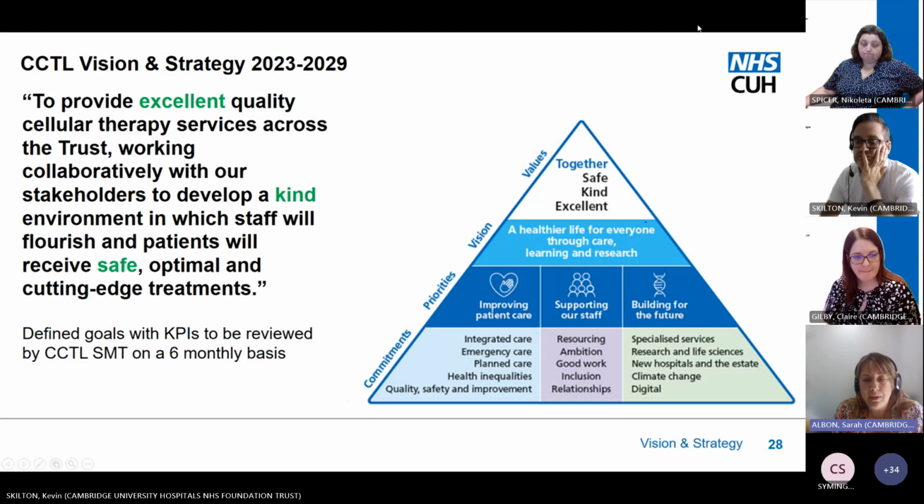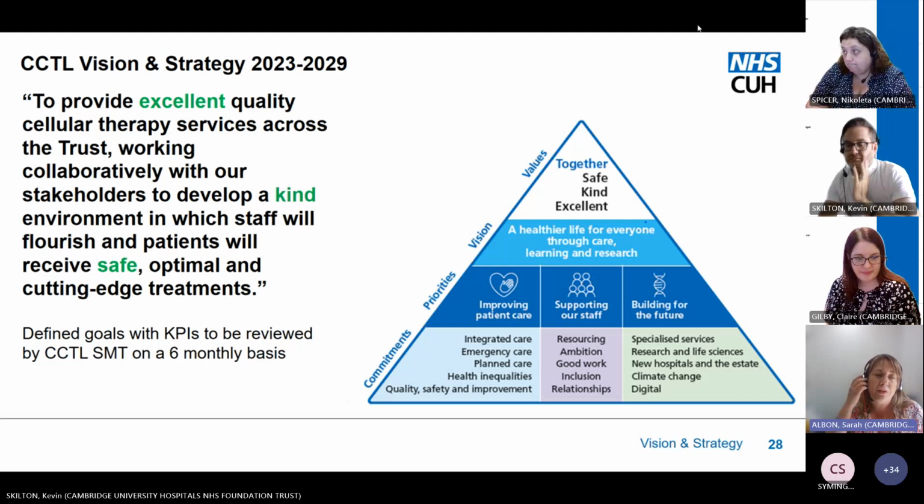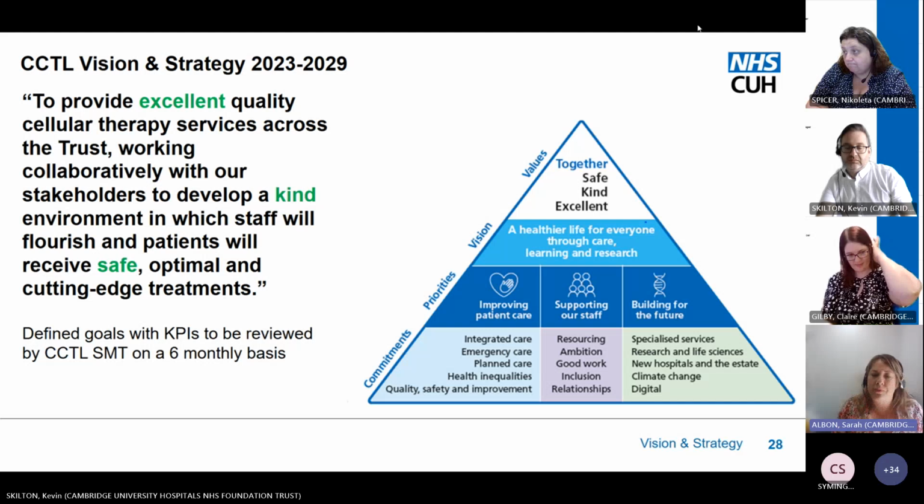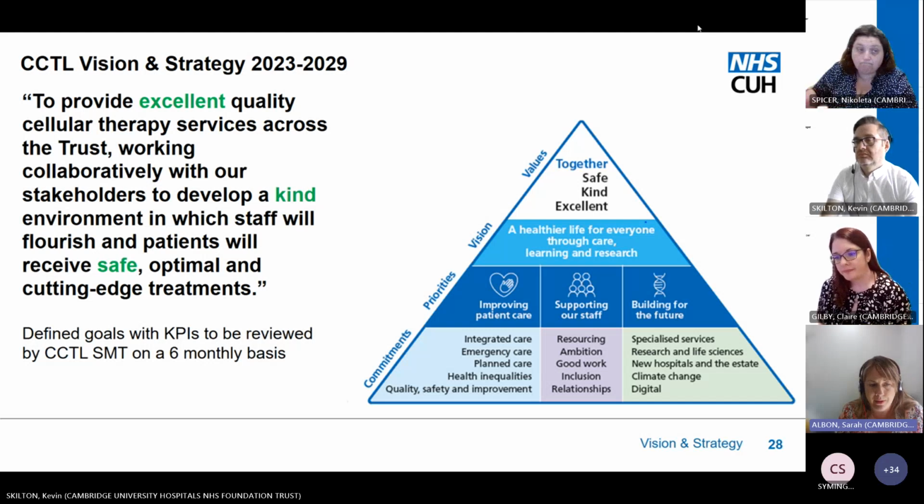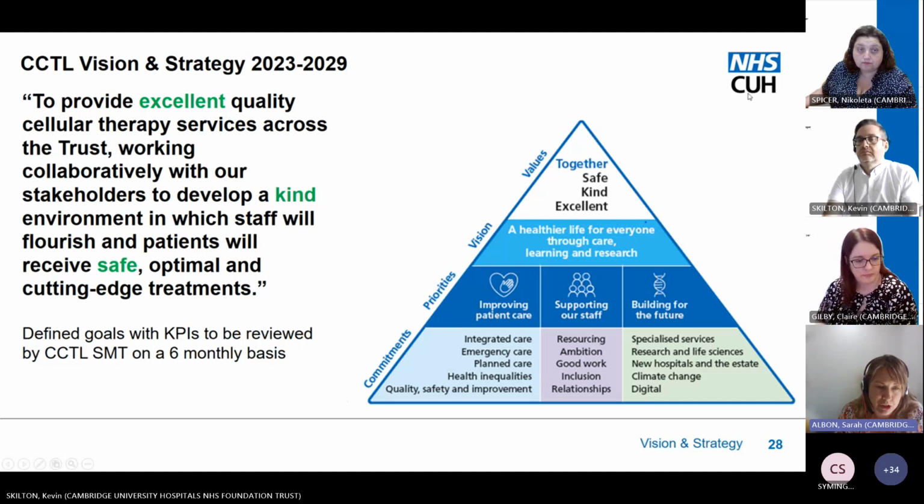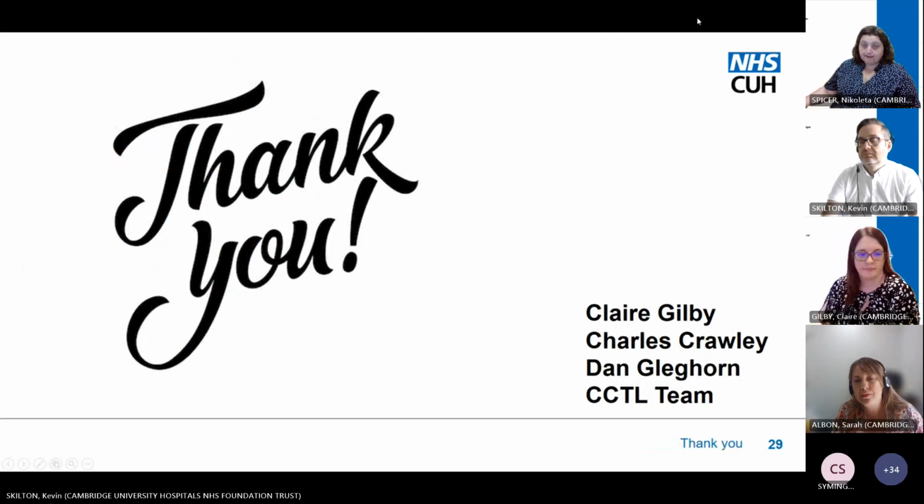So in a very quick summary, you've probably all seen the trust triangle strategy, and all I've done is develop a local vision for CCTL, which incorporates these strategy areas as well as the trust values. And what I've also done is define a number of objectives together with action points and effectiveness measures that are now documented, and their progress will be tracked regularly to make sure the trajectory of CCTL stays on track. Next slide, please. And that was it.